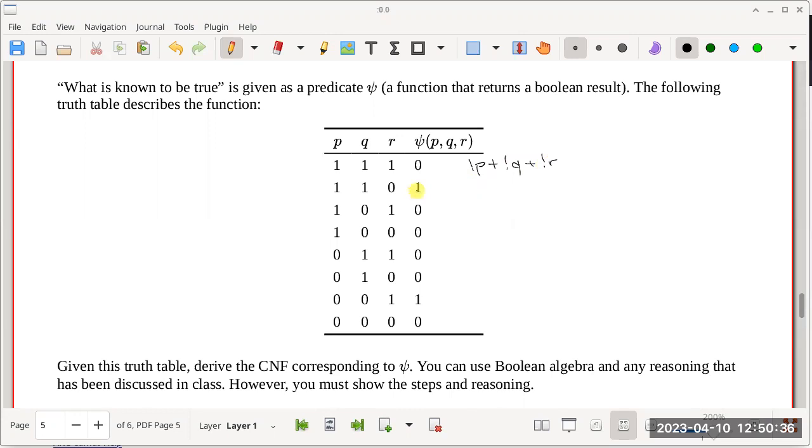The second row has a result of one, so we don't do anything with it. We just leave it alone. And then there are ways to shortcut a little bit here. If I look at these four rows, this entire block of four rows, what do I see? They're all false.